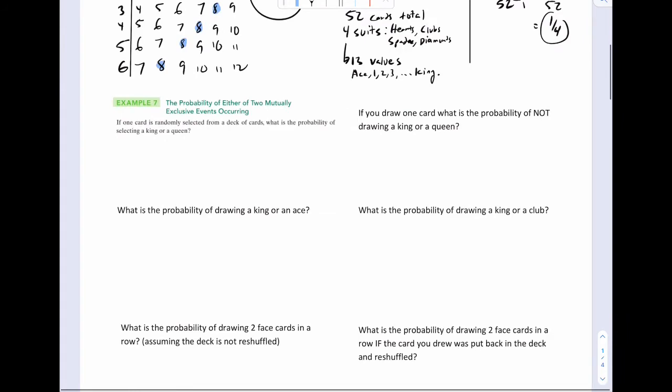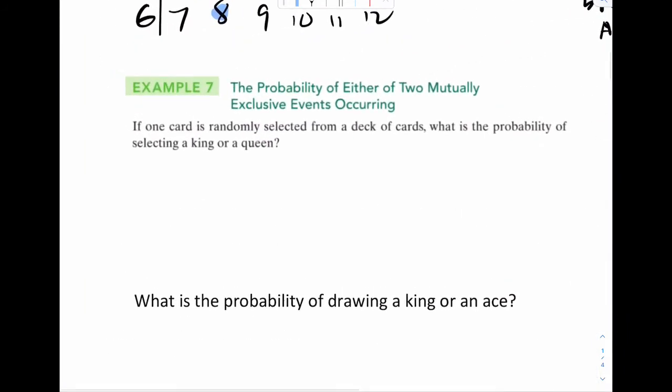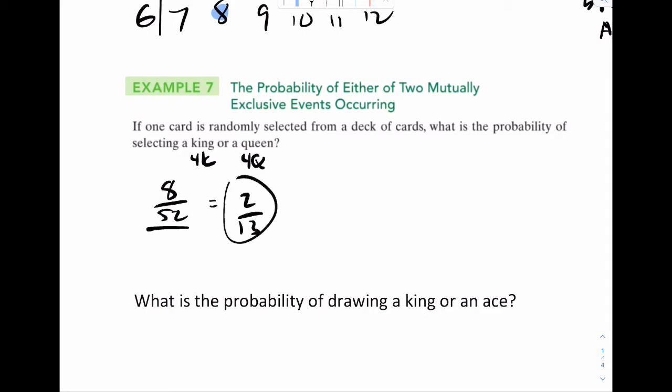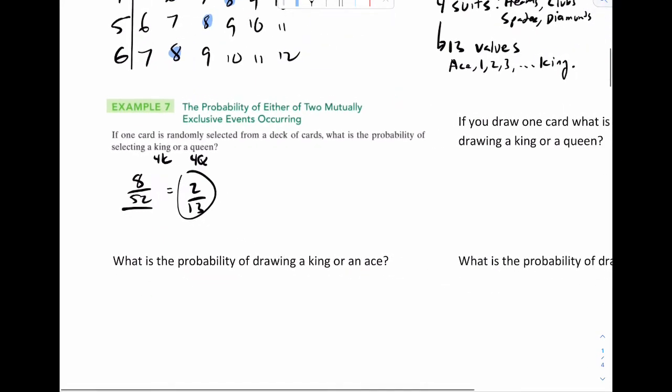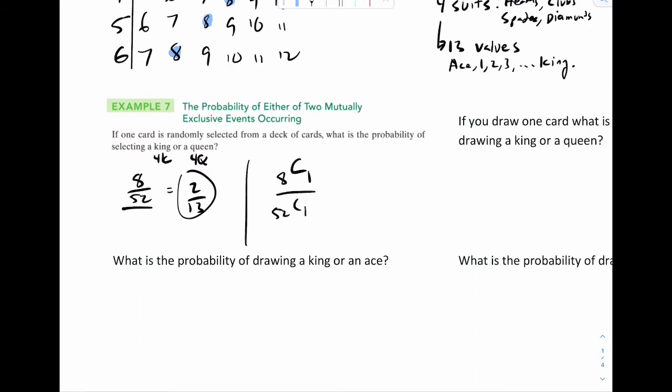Do a couple more. If 1 card is randomly selected from a deck, what is the chance of getting a king or a queen? So again, I recommend just drawing a slot and just thinking about it. There are 4 kings and 4 queens. So that's going to be 8 out of 52, which is going to be 2 out of 13 once you reduce that. And you could also do combination too. You could do the same thing. 8 choose 1 over 52 choose 1.